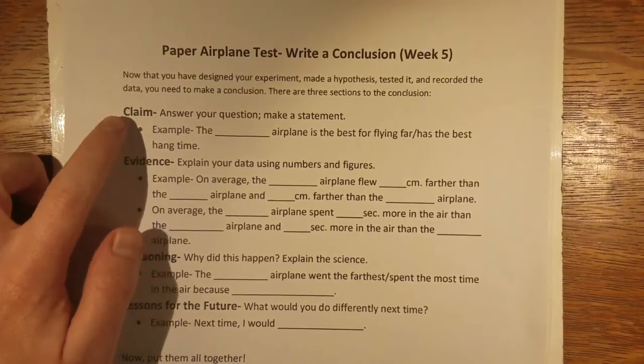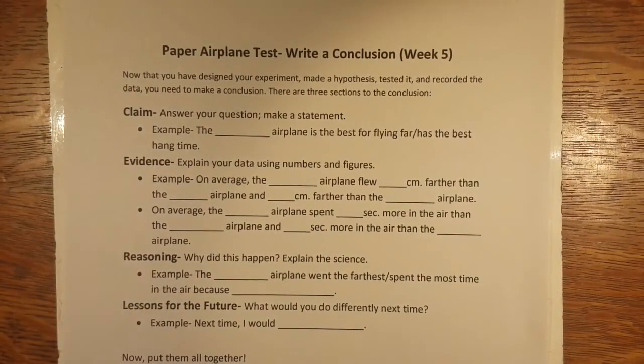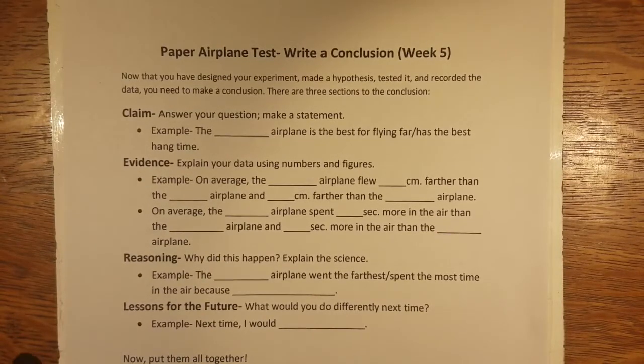So we have a claim. The claim answers the scientific question, which airplane is the ultimate paper airplane? We need to make a statement that claims it. So we have here an example. The blank airplane, or even the airplane that is blank, is the best for flying far or has the best hang time, whichever one works best.